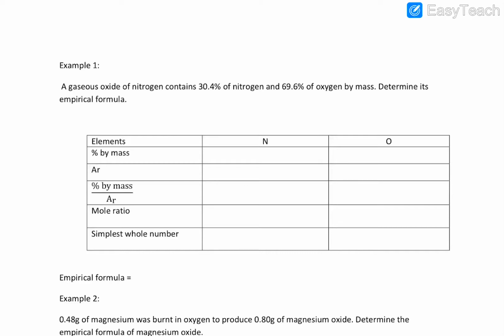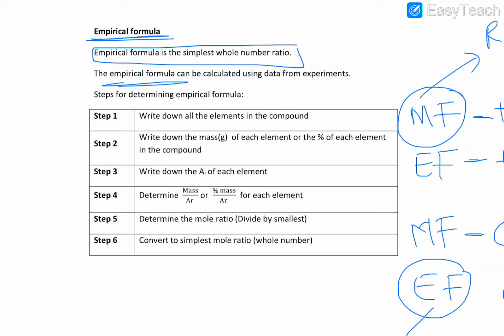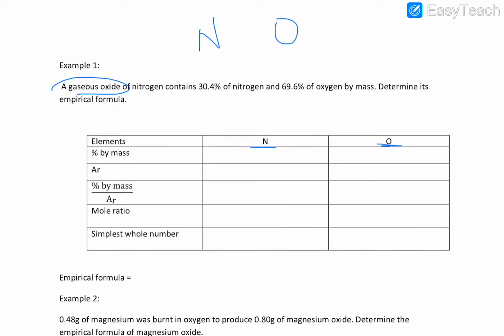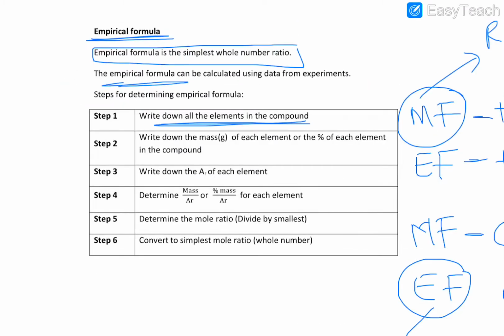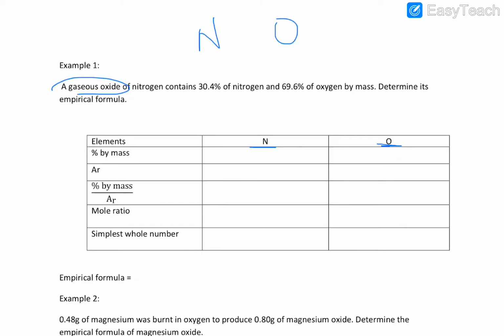Make sure that you know which information you're going to use. So we have a gaseous oxide of nitrogen and oxygen. So it contains nitrogen and oxygen. So these are the elements present. So the first thing that you do is write down all the elements in the compound. So nitrogen and oxygen. Then you are going to write down the mass of each element or the percentage of each element in the compound.